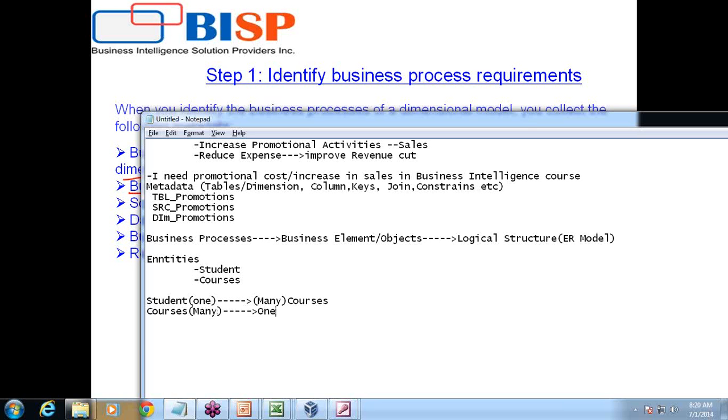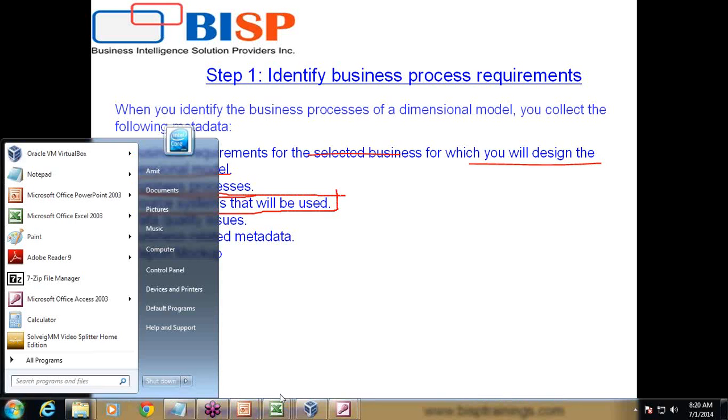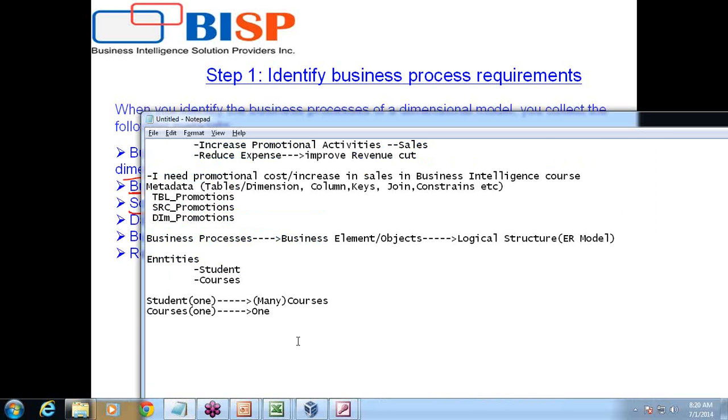One student can take many courses, and one course is taken by many students. So you identify the business process, you identify the objects and the relations between them. What is the source system to be used? See, source system: from where do I get the business leads? What is your source system?